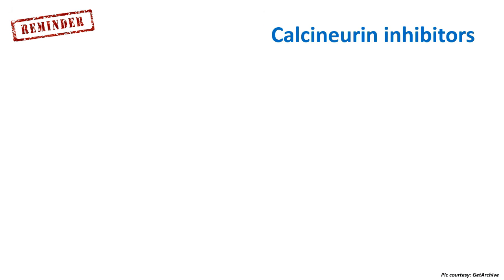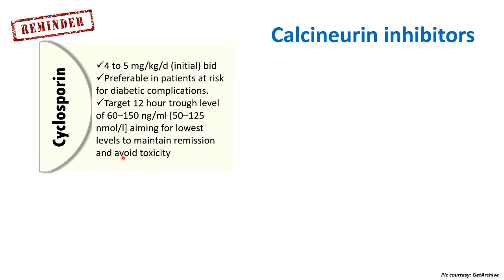Since CNI are so important, I think we must know about them in detail as well. Cyclosporin should be initiated in a dose of 4 to 5 milligrams per kg day, initially BID. It is preferable in patients with at risk for diabetic complications. The target 12-hour trough levels of 60 to 150 nanogram per ml or 50 to 125 nanomole per liter, aiming for lowest levels to maintain remission and avoid toxicity. Lowest levels mean somewhere close to 60 or 50 as per the units.